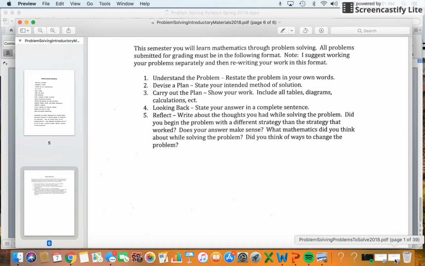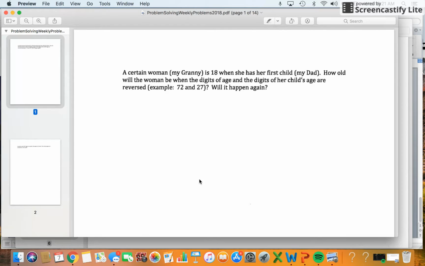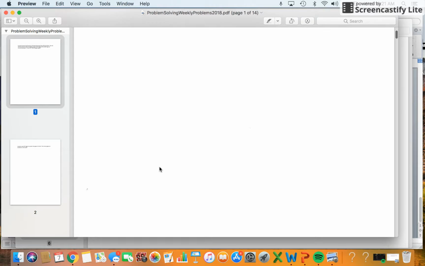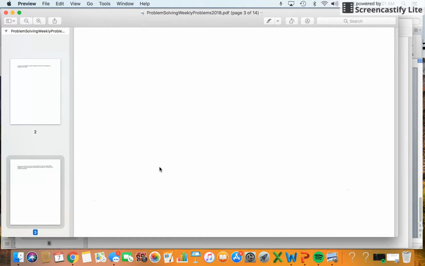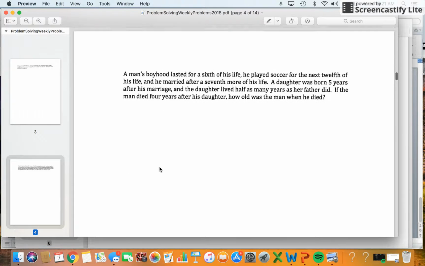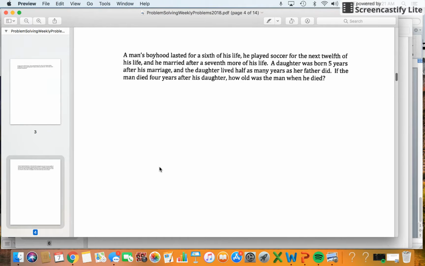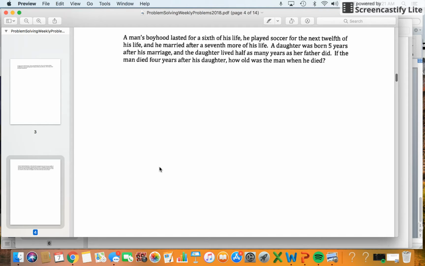All right, you have 2 different documents that contain problems. These are your weekly problems here, and you'll do 2 of these per week. So the first 2 are for the first week, and the next 2 are for the next week, and so on. And these are the problems that you'll want to narrate your work and record using Screencastify. Send me that YouTube link, and I will send it out to the rest of the class.